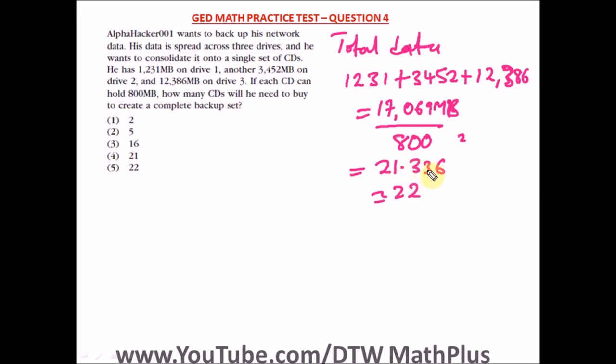There will be 0.3336 MB of data still remaining for him to back up. Okay, so the right option here should be 22. All right, so our correct option here is option 5, which is 22 CDs.